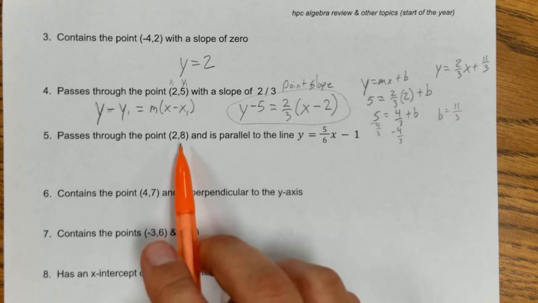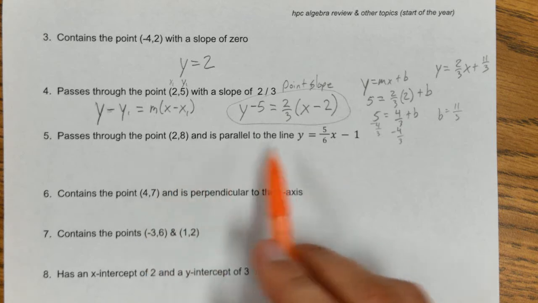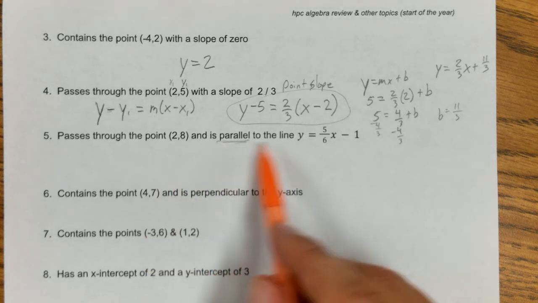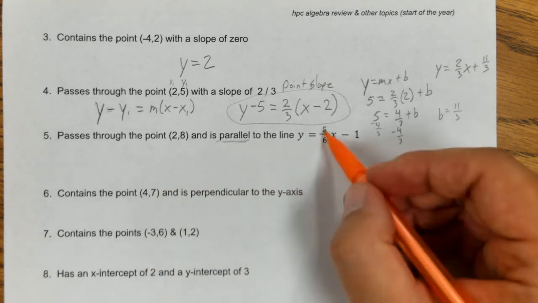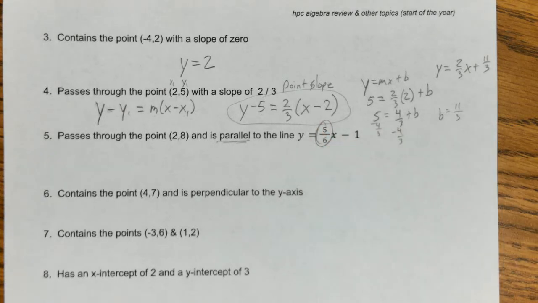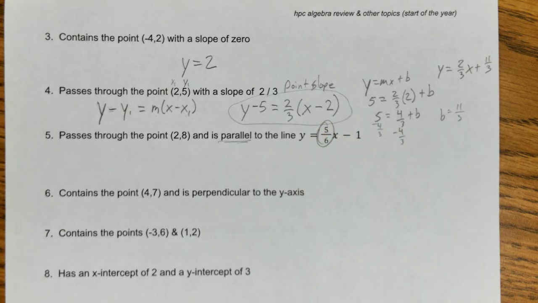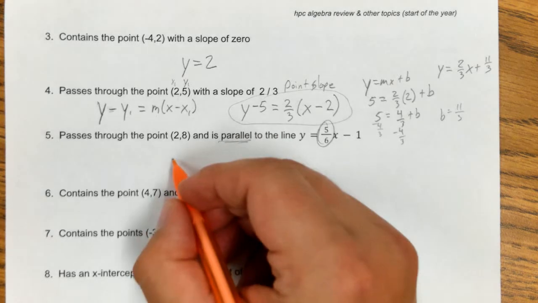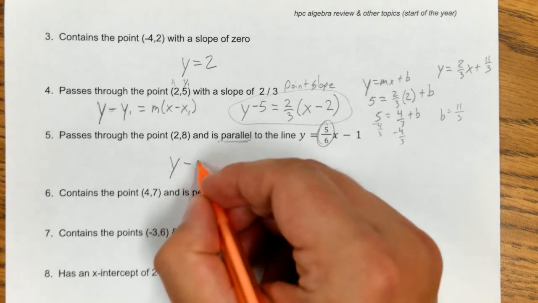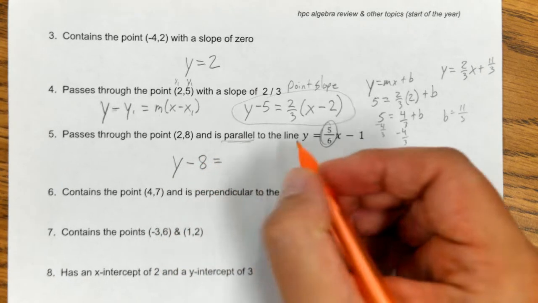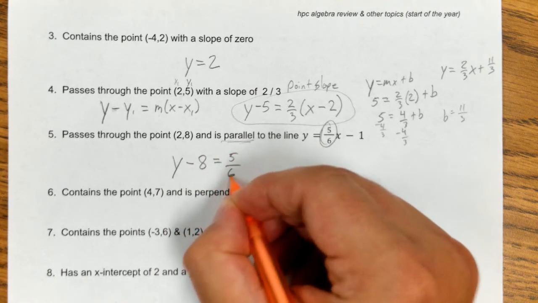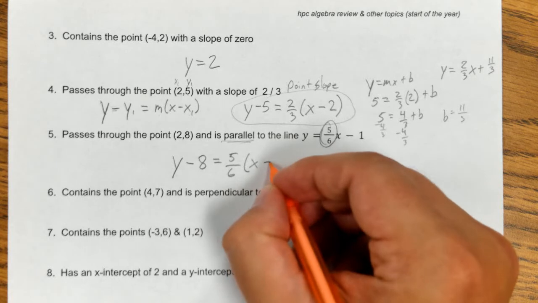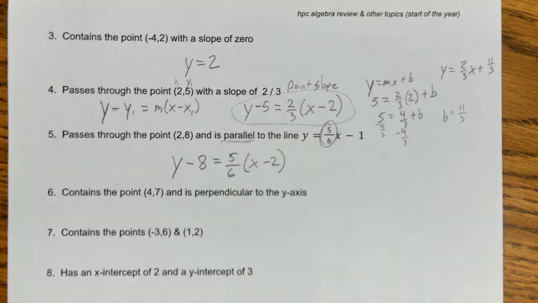So looking at the next problem, we have a point, and then it says it's parallel to that line. So if it's going to be parallel, that means it's going to have the same slope. So I'm looking right there at the slope. It's going to be 5/6, points 2, 8. So I'm going to write it in point slope form. So y minus 8, and that's going to equal 5/6 times x minus 2. That's it. You're done.